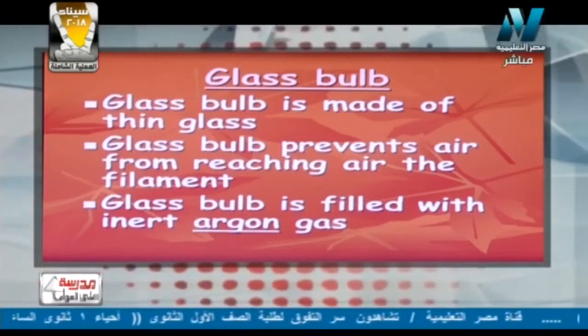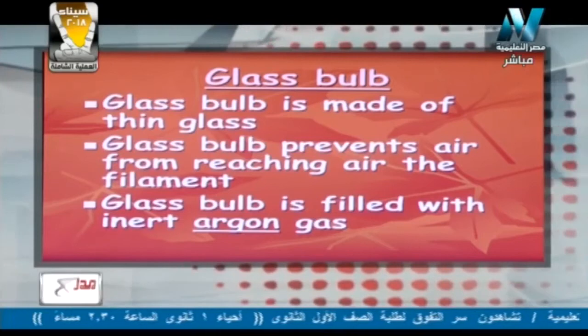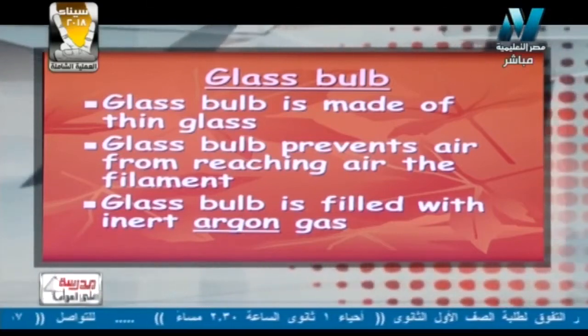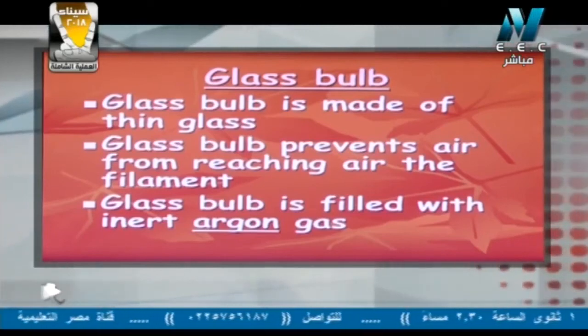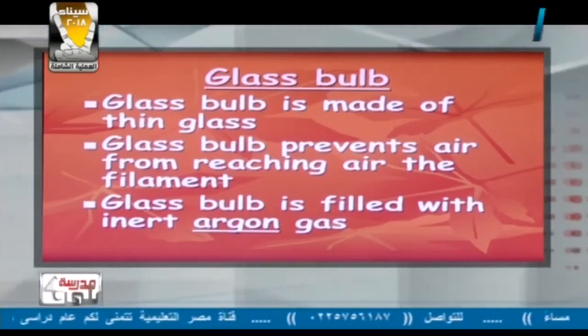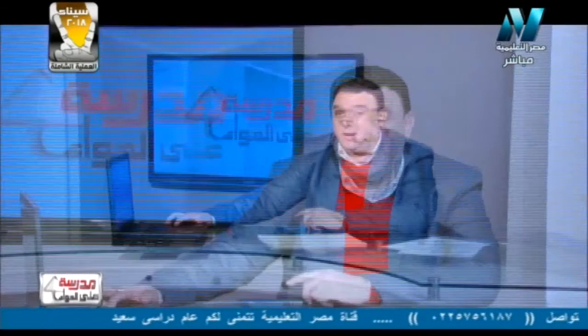The glass bulb is also filled with inert argon gas. The glass bulb is also filled with a gas inside called argon gas or inert argon gas. But of course it must not contain oxygen gas or air, because as we know oxygen gas helps burning and thus will burn the filament immediately. So again the oxygen gas must be prevented from reaching the filament of the electric lamp because it increases burning, as we have studied in primary 4.